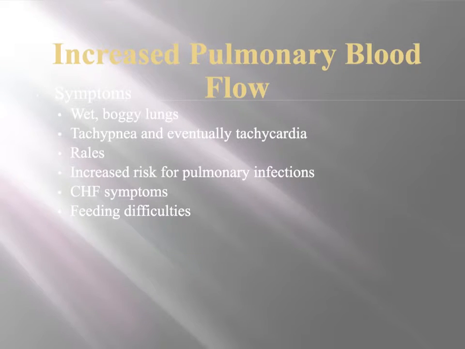So, I have increased pulmonary blood flow to my lungs, and I have this extra blood hanging out in my lungs. So what's that going to do? I'm going to have wet, boggy lungs, which then is going to cause poor gas exchange. That child is going to become tachypneic and eventually tachycardic because they're going to breathe hard, and then their heart's going to work harder because it's going to continue to try to push that blood forward to get it where it needs to be. But I have extra fluid in my lungs, so I'm going to have rales.